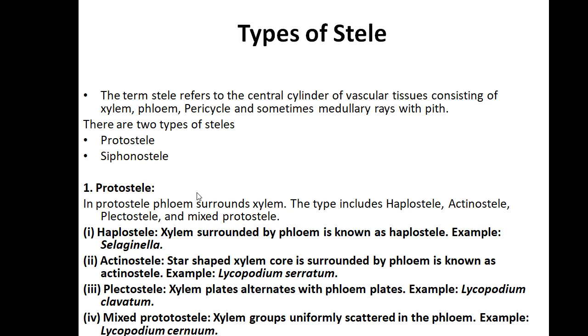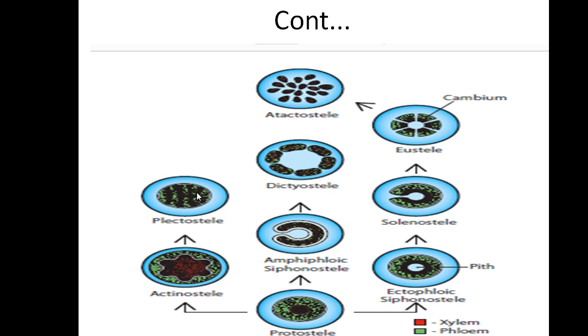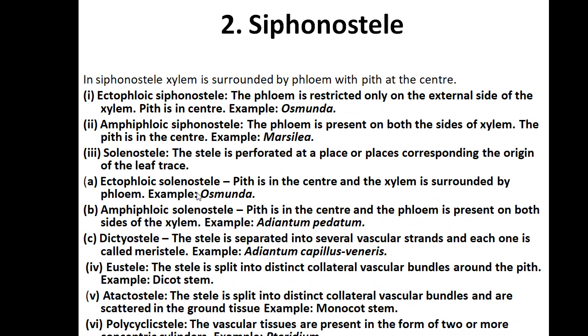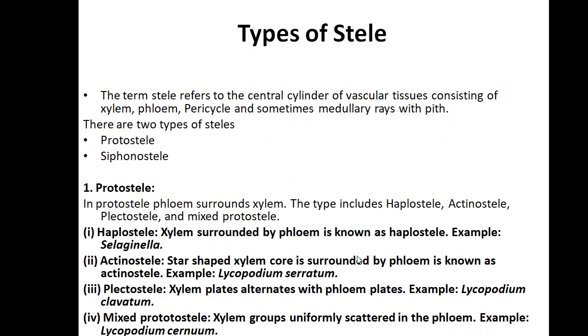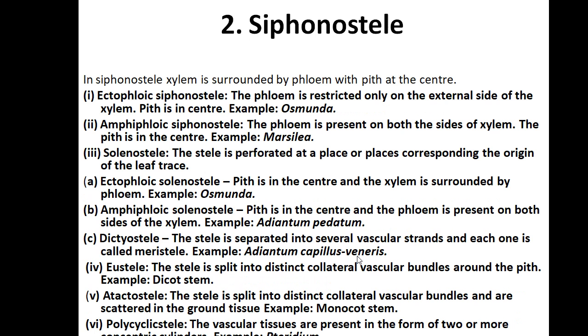Okay. Next type is mixed protostele. Xylem groups are uniformly scattered in the phloem. So xylem groups scattered in phloem, that is a mixed protostele. Mixed protostele is not there here. Okay. That's all about plectostele. So protostele is over. Okay, next I am coming to the siphonostele.